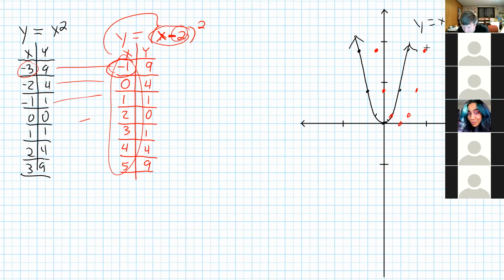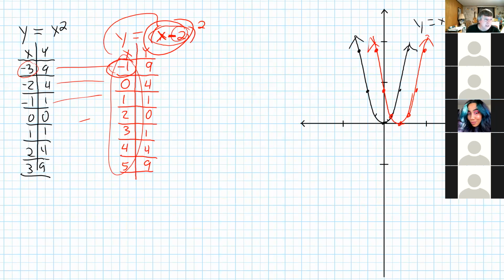What does that picture look like compared to y equals x squared? It shifts sideways instead of up and down. Exactly. How far? Two points. 2 units. So inside, putting a -2 actually moves it to the right, a +2.